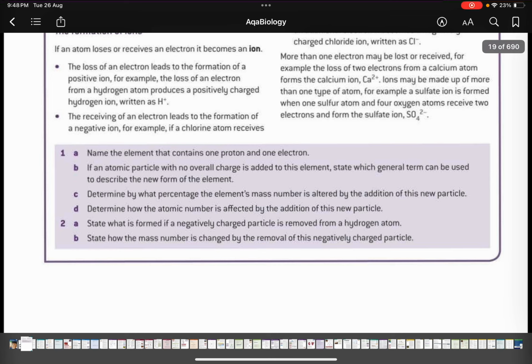State what is formed if a negatively charged particle is removed. It's going to form an ion because it's going to be charged, specifically a positive ion because we're removing an electron, and so there's going to be an imbalance in terms of more protons.